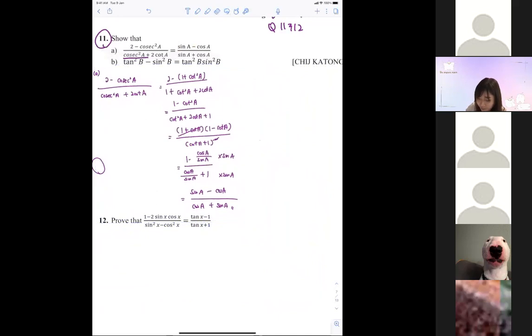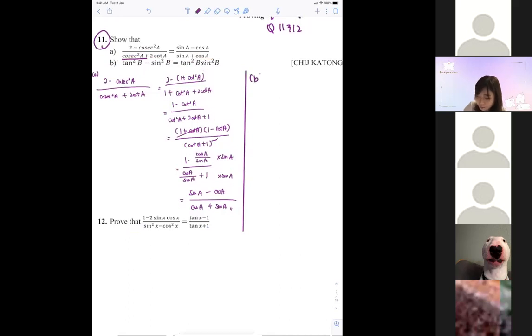All right. Now let's look at part B. Both of them look the same. You can't really tell which one is more complicated, right? So you choose the one that has more terms. It's easier to make 2 terms into 1 term than 1 term into 2 terms.